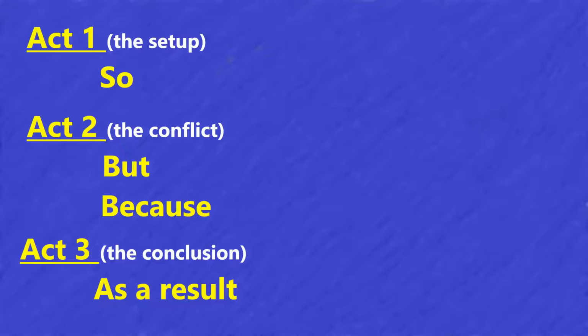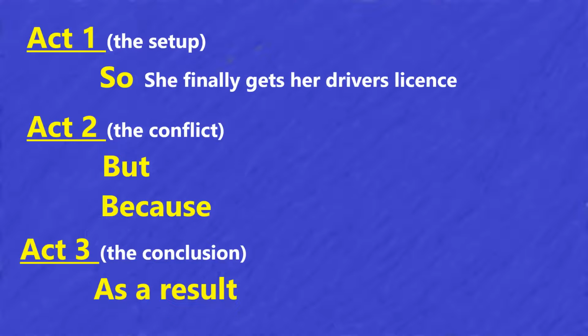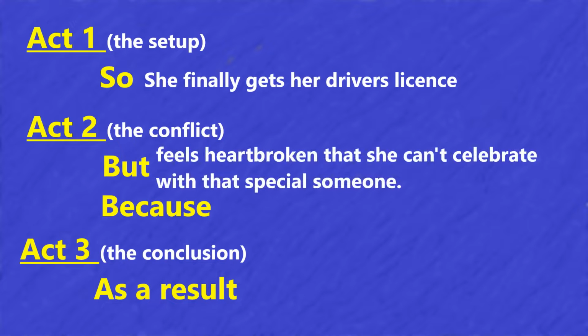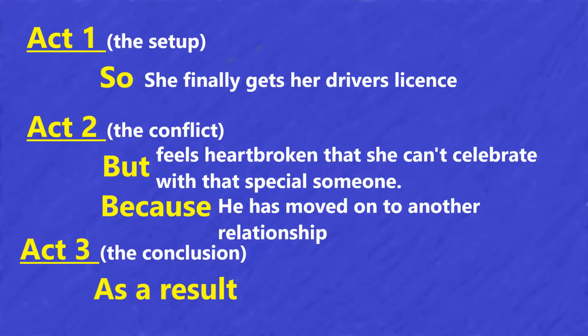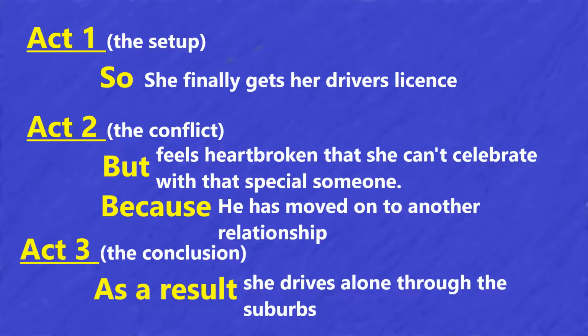If we break down what's happening in the song, it looks like this. Act 1, the setup. So, Rodrigo finally gets her driver's license. Act 2, the conflict. But she feels heartbroken that she can't celebrate with that special someone because they've moved on to another relationship. Act 3, the conclusion. Therefore, or as a result, she drives alone through the suburbs, trying to understand how it was so easy for him to move on.